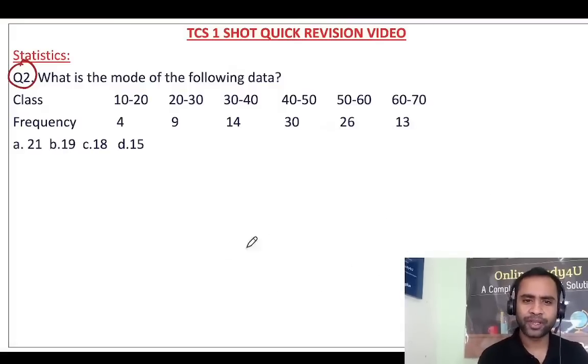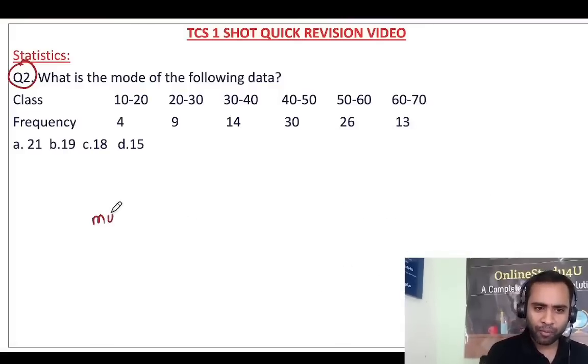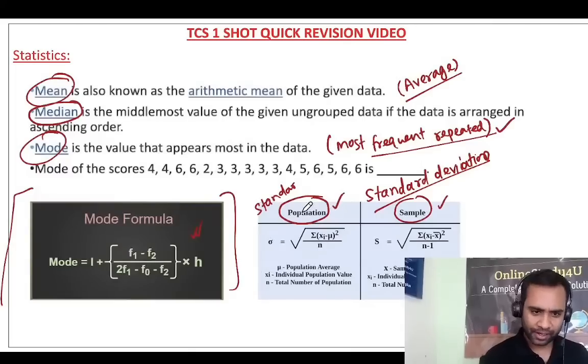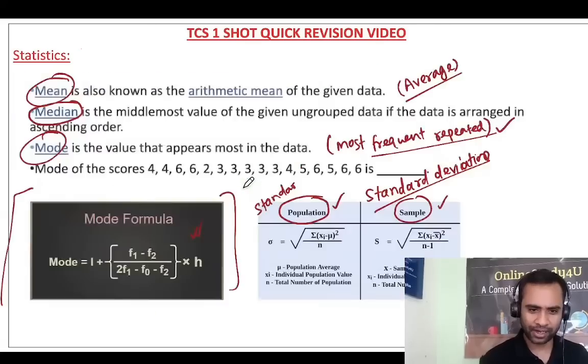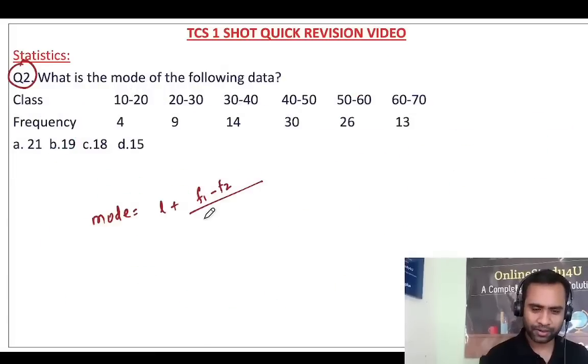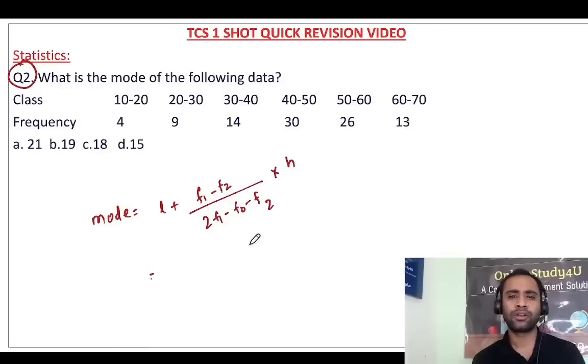Okay. Now, what is the mode of the following data? So we'll see. So what is the formula for mode? If you'll go back and see, so it was L plus, right? L plus F1 minus F2, different places, different formula you will get, right? And then 2 F1, and then 2 F1 minus F0 minus, sorry, this will be F0 minus F2, okay, into H. So this is the formula.